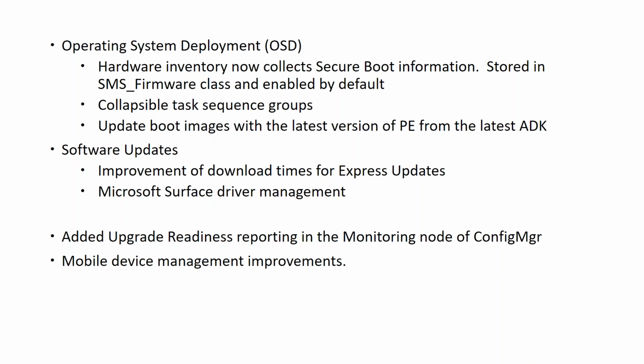Software update, we talked about express updates earlier, right? So we understand what express updates are. But one of the problems with express updates is that it's still fairly new, and downloading the express updates from the Microsoft Content Distribution Network, their data centers, was sometimes a lengthy problem. So one of the improvements in 1706 is the download time to get the software express updates, not only to your servers, but also to your endpoints as well.